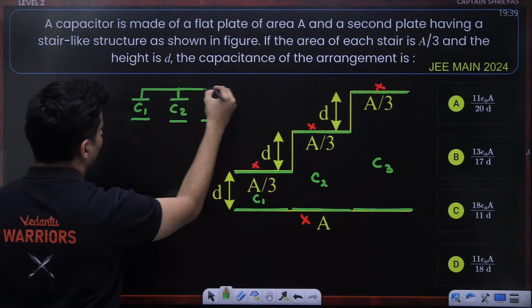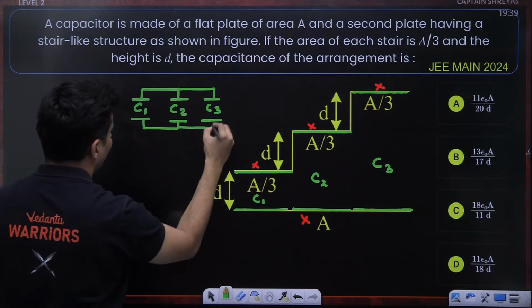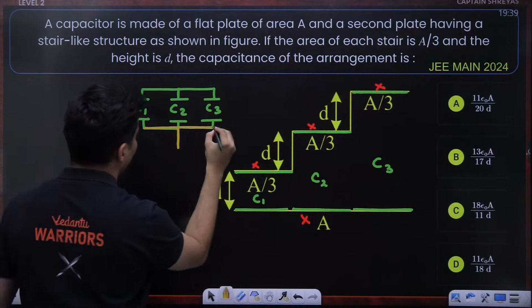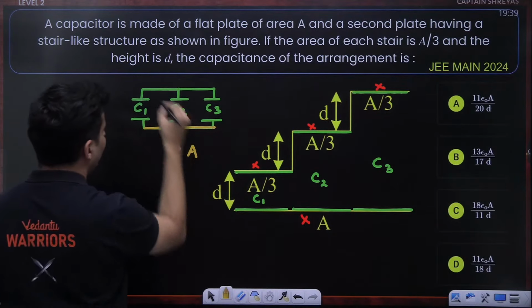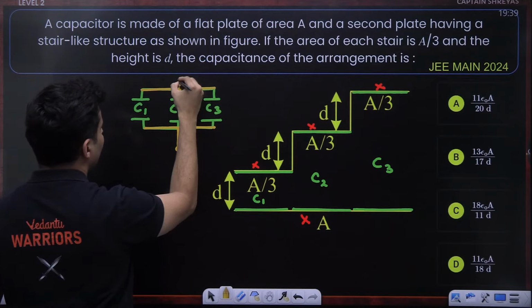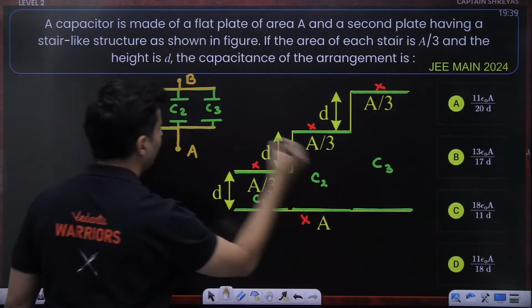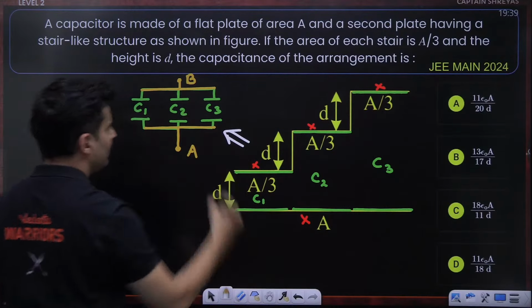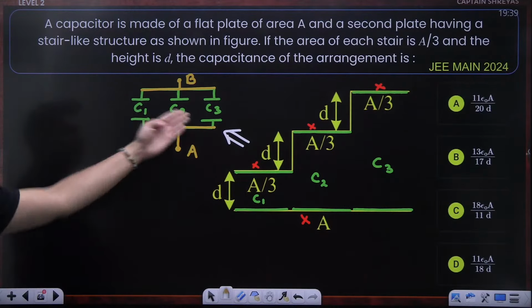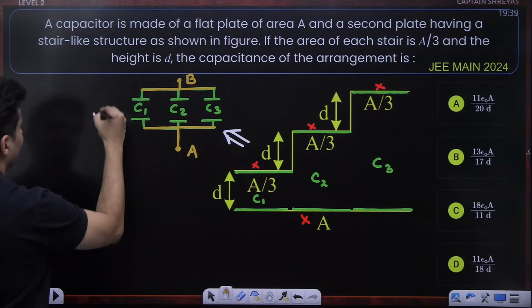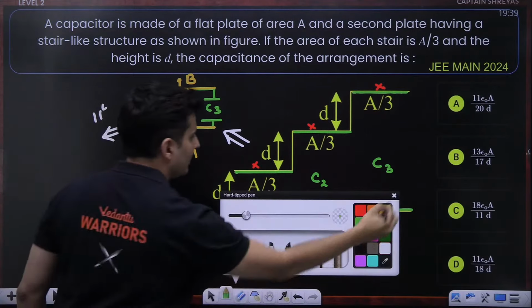All these upper plates and all these lower plates are connected together. You can see that this is connected to point A, and all these plates are basically connected to point B. They are basically in parallel. Can you see that, my dear students? They are basically connected in parallel. So if they are connected in parallel, let's see the equivalent capacitance.